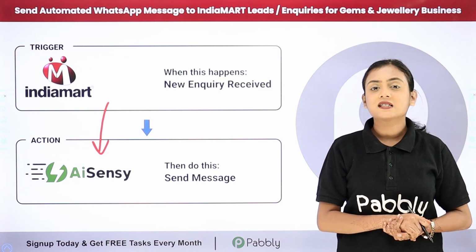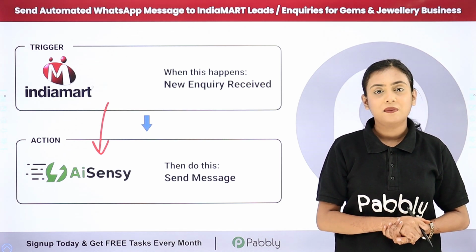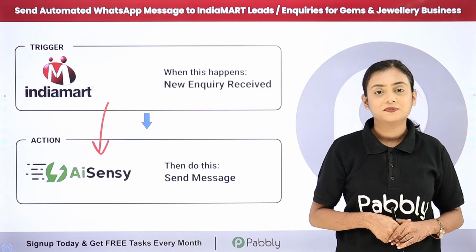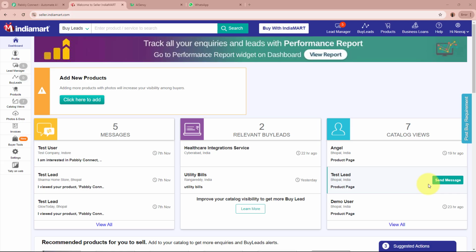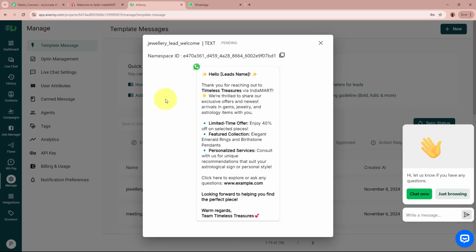If you want to learn about this amazing automation process step by step, then let me take you to my screen. In this video, we're going to learn how to send automated WhatsApp messages to IndiaMART lead inquiries for gems, jewelry and astrology business. As the owner of a gems, jewelry and astrology business, I capture leads interested in my unique products with the help of IndiaMART, and I use WhatsApp to directly engage with these leads.